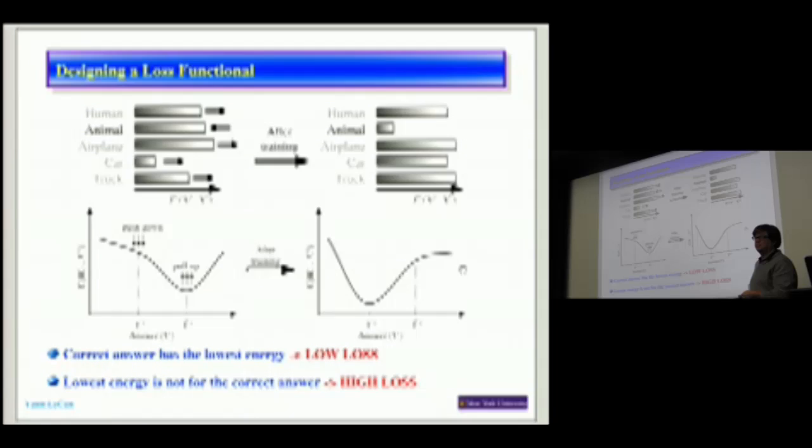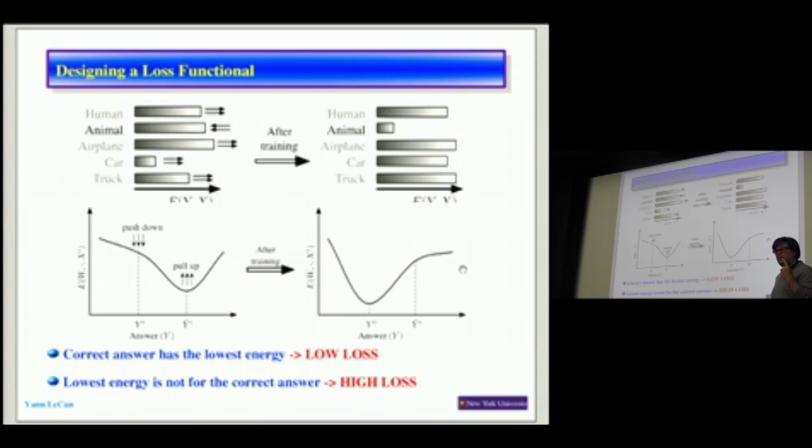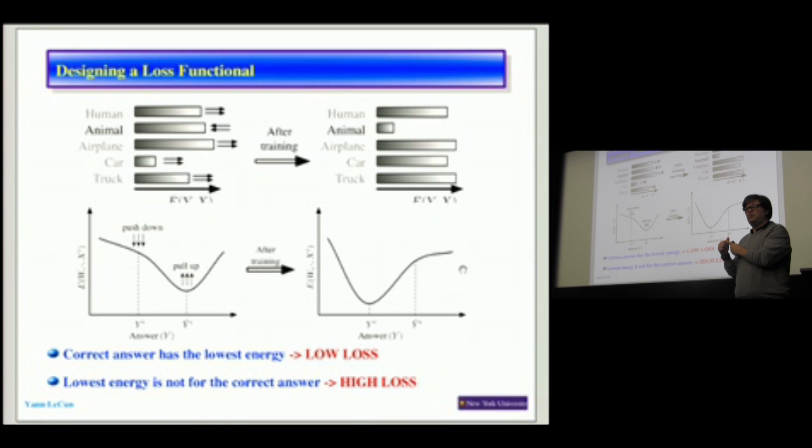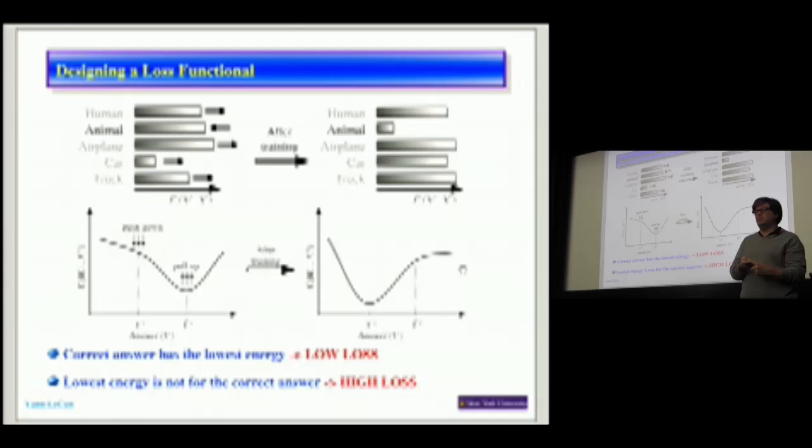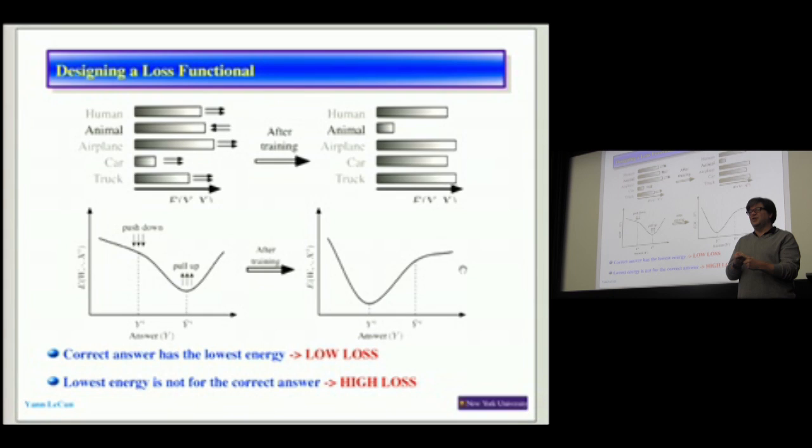Okay, one thing that's important to remember here is two concepts. One is the energy function. When we minimize the energy function, we do inference. The second one is the loss function, or objective function. And when we minimize it, we do learning.